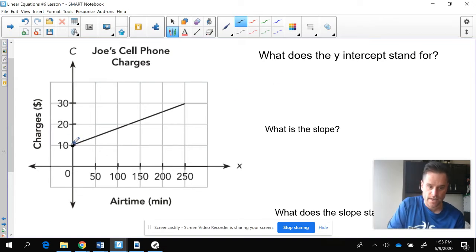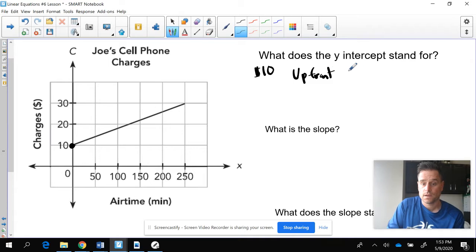The y-intercept is going to be right here, and normally when you get a phone, or you use minutes, or you have an unlimited plan, whatever you have, you mostly pay an upfront cost. And this normally stands for the upfront cost. No matter what, you have to pay $10. So in this case, what does the y-intercept stand for? Well, it's $10. What does the $10 stand for? It stands for the upfront cost of a cell phone. No matter what, even if he doesn't use his phone, he's going to pay that $10.